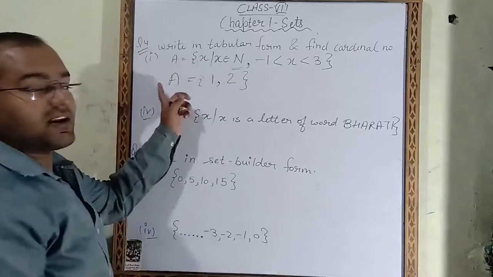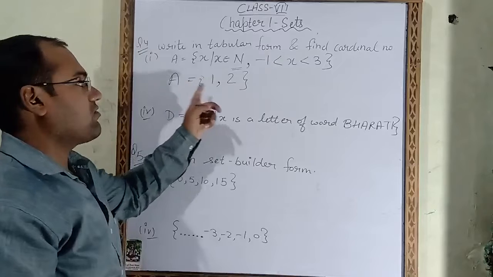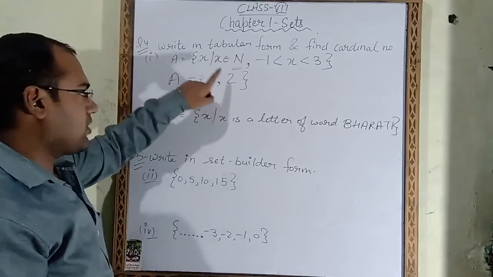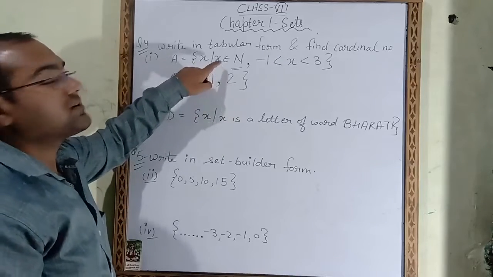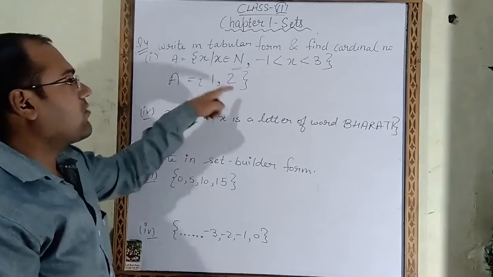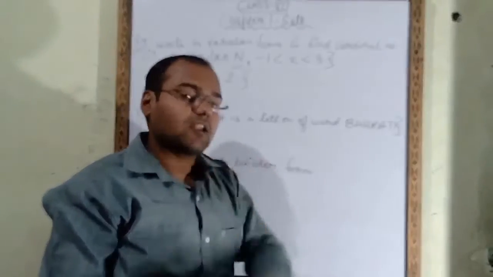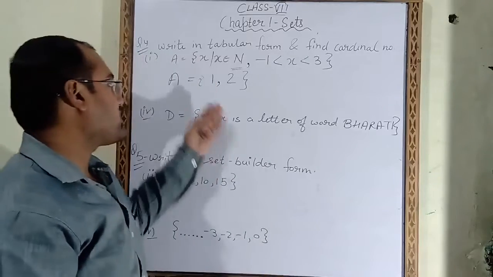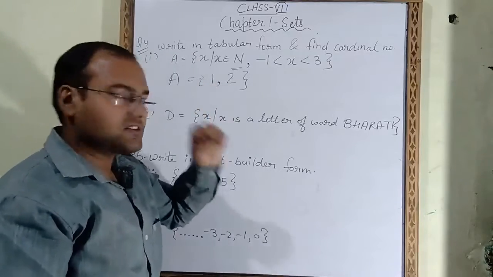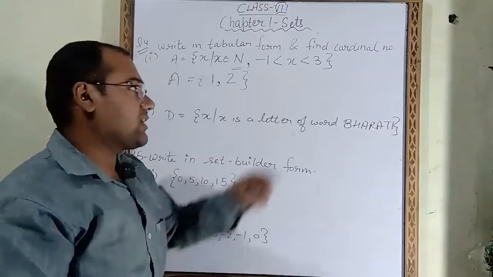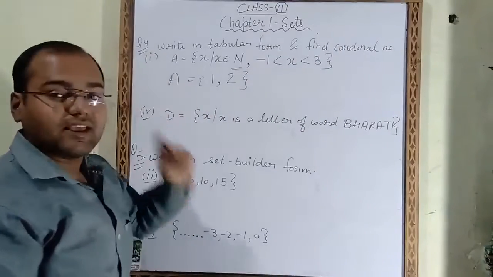So we have to write here A. A set is equal to {1, 2}. This is tabular form and this is set builder form. Now one more thing is asked in this question, find the cardinal number. In cardinal number, you have to count how many members are there in the set. How many members are there? 2. That means the cardinal number of A is 2.